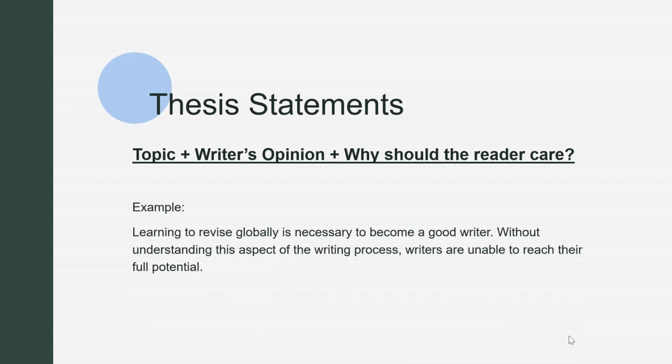And I want to provide you with an example. So it reads, "Learning to revise globally is necessary to become a good writer." So in that beginning sentence, we have the topic and the writer's opinion. So revising globally is the topic, and saying that it's necessary to become a good writer is the opinion.